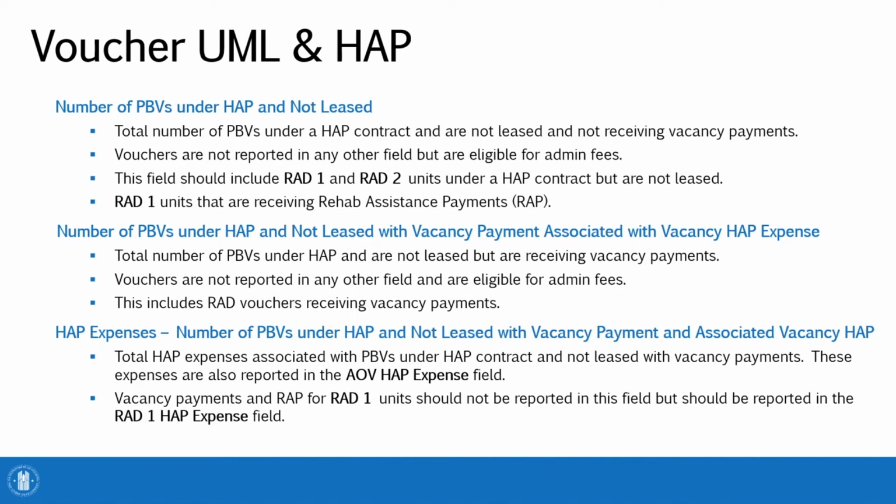Number of PBVs under HAP and not leased with vacancy payment and associated vacancy HAP. Total HAP expenses associated with PBVs under HAP contract and not leased with vacancy payments. These expenses are also reported in the all other voucher expense field. Vacancy payments and RAP, rental assistance payments for RAD 1 units, should not be reported in this field, but should be reported in the RAD 1 HAP expense field.